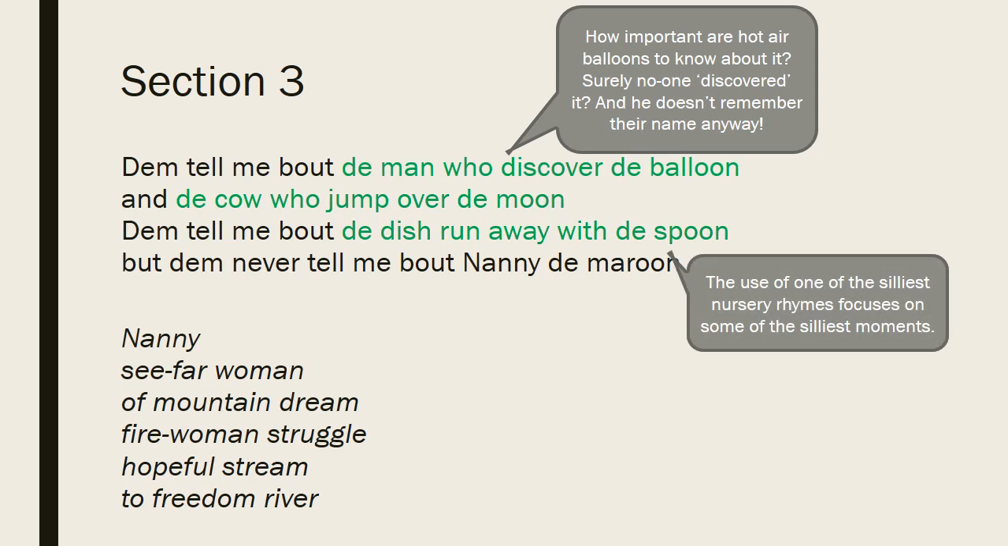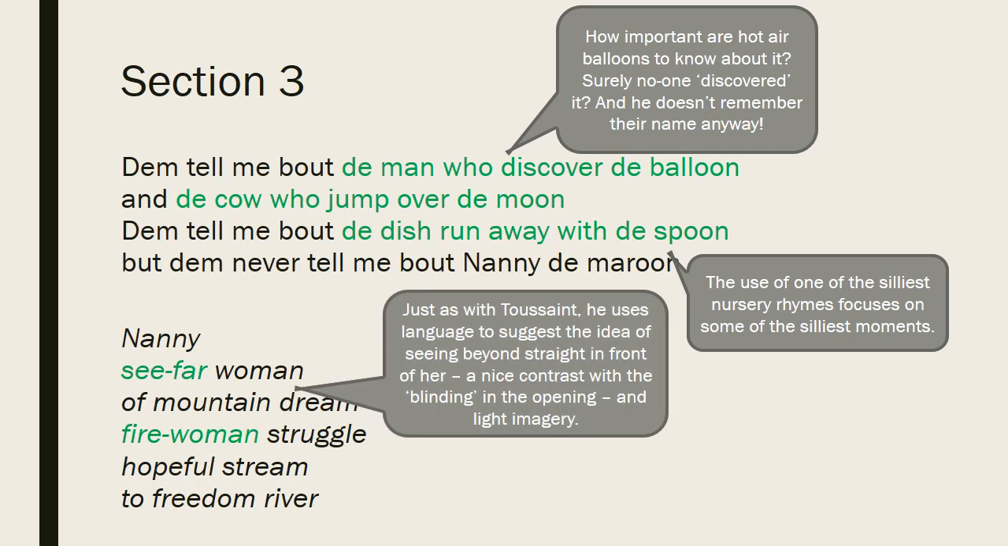Juxtaposed straight away with things that he remembers about the rhyme of the cow jumping over the moon. Now, yes, it's a silly children's nonsense rhyme, but he's using it here alongside history to remind himself of the things that he's been told. He takes one of the silliest nursery rhymes, and through the rhyme in particular, attaches the silliness of a cow jumping over the moon and a dish running over the spoon to finding out about discovering the balloon, but also to the much more interesting story of Nanny the Maroon.